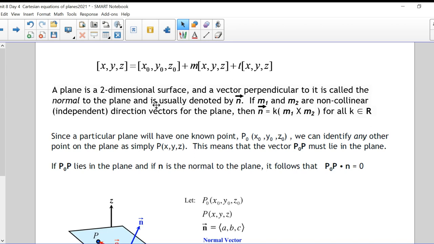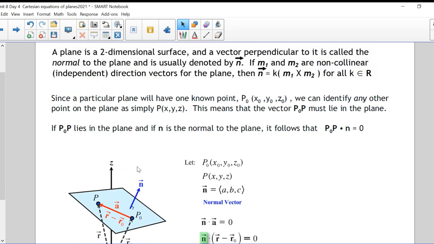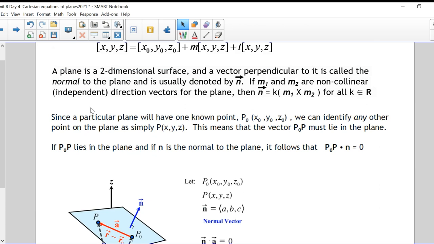So this plane is a two-dimensional surface. We would have understood that yesterday. It's a flat surface, and there are various points on that plane. Any vector that's perpendicular to it is called the normal. So if you look at this diagram here, this flat surface represents the plane, and if I were to stick a line through that plane at right angles, so it's perpendicular to the plane, we call that the normal. We've used that term before, nothing new about it.